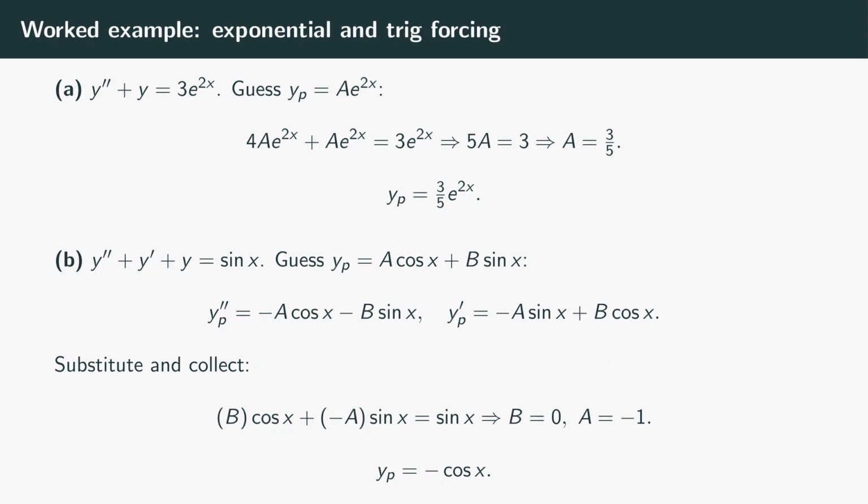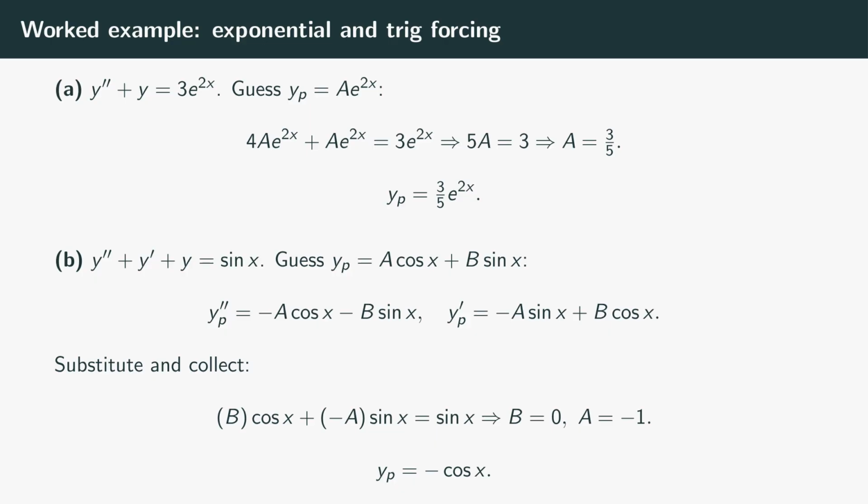Two quick ones to drill the other shapes. Part A, solve y double prime plus y equals 3e to the 2x. The forcing is an exponential, so guess yp equals a times e to the 2x. The second derivative brings down a factor of 4, so substituting gives 4ae to the 2x plus ae to the 2x equals 3e to the 2x. That means 5a equals 3, so a is 3/5, and the particular solution is 3/5 times e to the 2x.